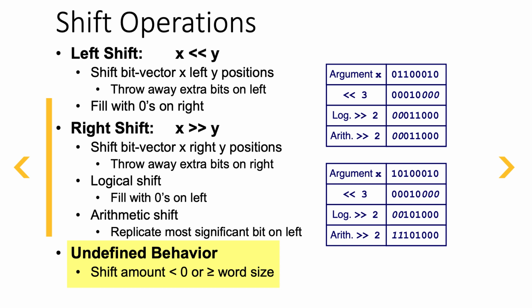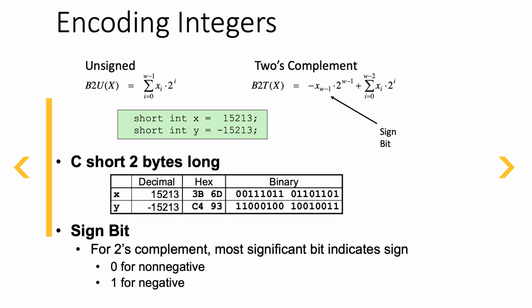We can't shift by greater than the word size, right? So if my argument is 8 bits, or let's say I'm on a 32-bit system, I'm using 4-byte words, I can't shift by more than 32, right? I can't, or even equal to 32, right? I can only shift by 31 or less on a system that has a word size of 32 bits. And I can also not shift by an amount that's less than 0. I can't shift by a negative amount. That doesn't just go the opposite direction. That is undefined behavior. So now we can finally get into how we actually encode integers.